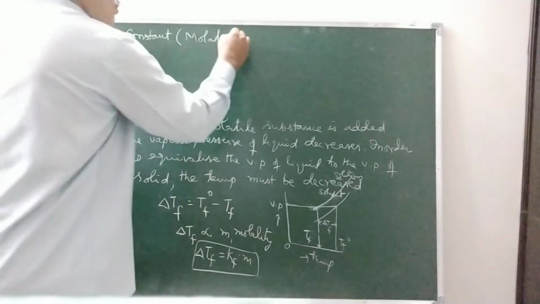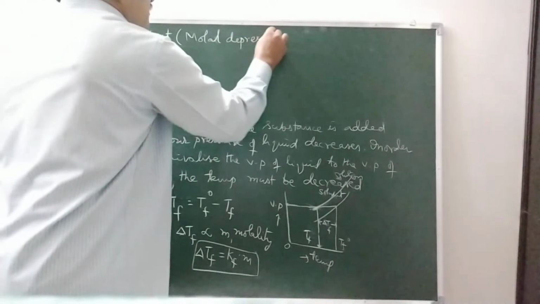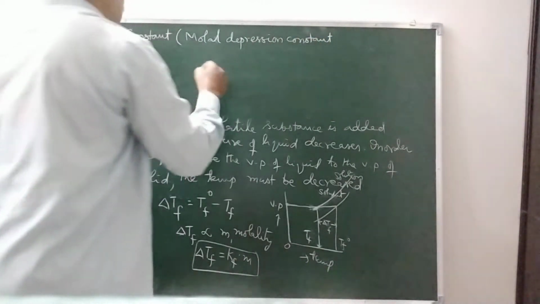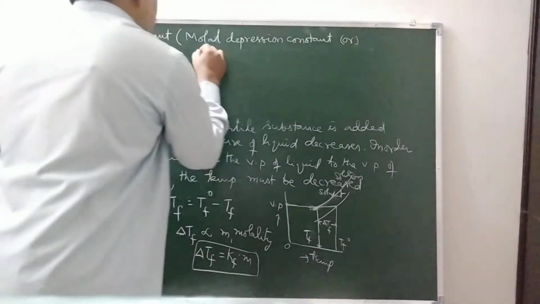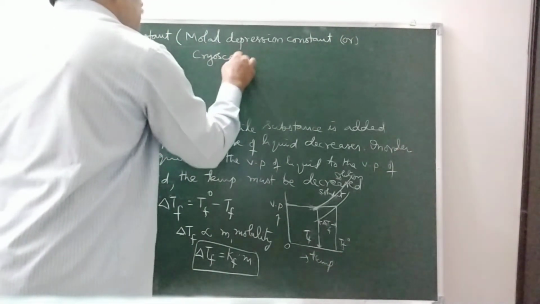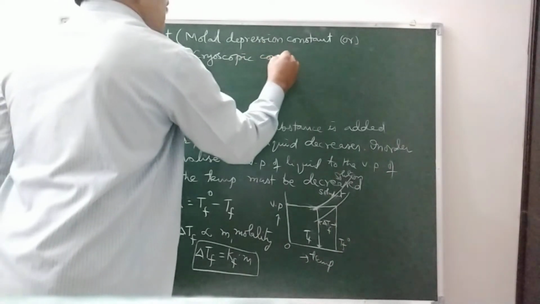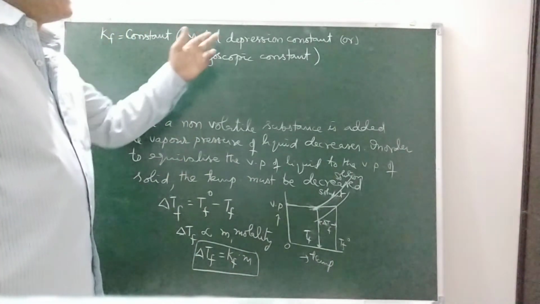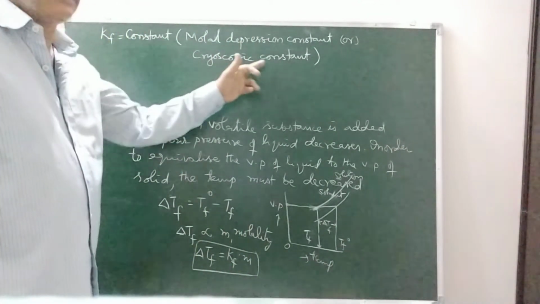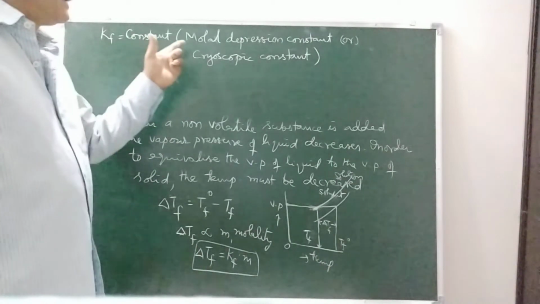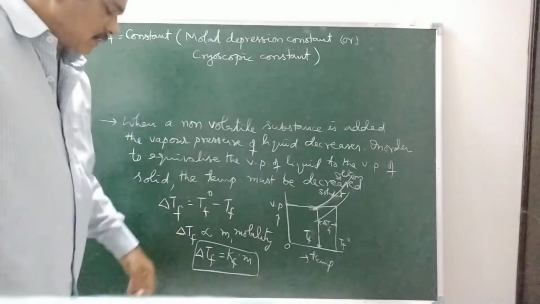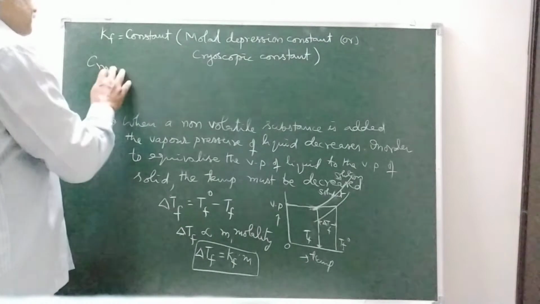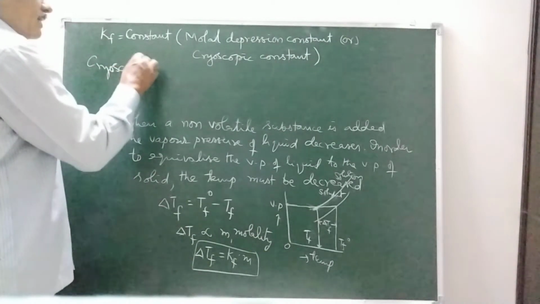Molar depression constant, or cryoscopic constant. For elevation in boiling point, it is called the molar elevation constant or ebullioscopic constant, whereas Kf is called the molar depression constant or cryoscopic constant. How to define the cryoscopic constant?